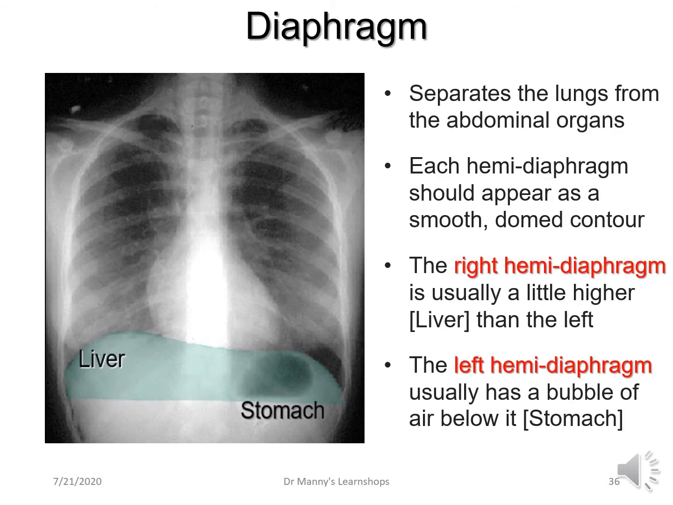The diaphragm is the muscle that separates the lungs from the abdominal organs. And there are 2 hemidiaphragms. Each hemidiaphragm, right or left, should appear smooth and dome-shaped in contour. The right hemidiaphragm is usually a little higher than the left because of the liver. The left hemidiaphragm usually has a bubble of air below it. This is air in the stomach, but it may not have.